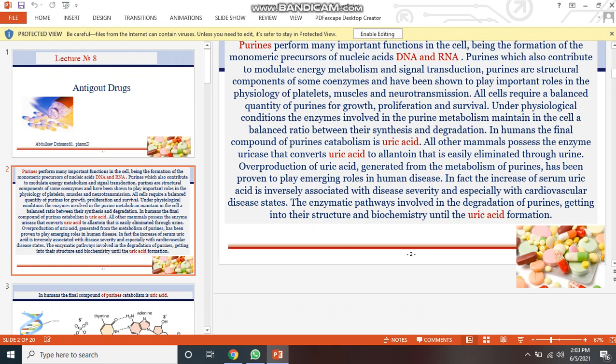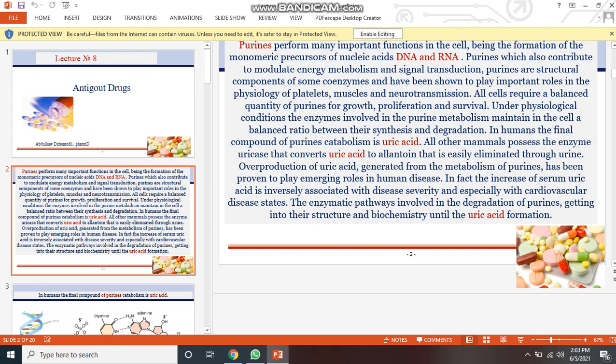Other mammals possess the enzyme uricase, which converts uric acid to allantoin that is easily eliminated through urine. Overproduction of uric acid generated from the metabolism of purines has been proven to play emerging roles in human disease. An increase of the serum uric acid is associated with disease severity, especially with cardiovascular disease states.